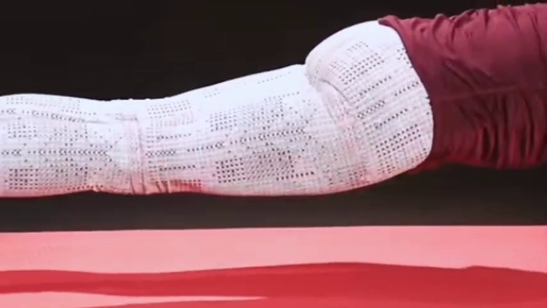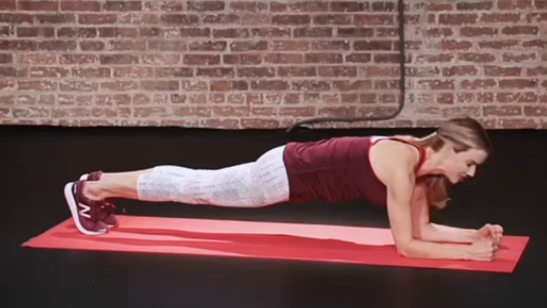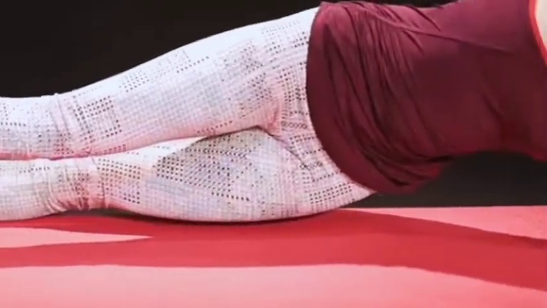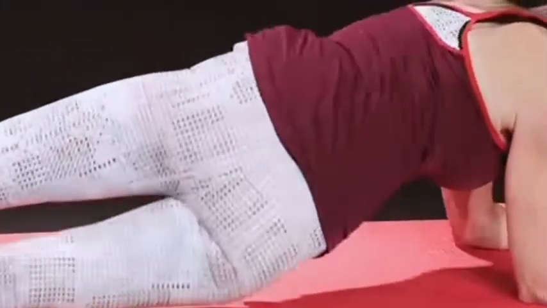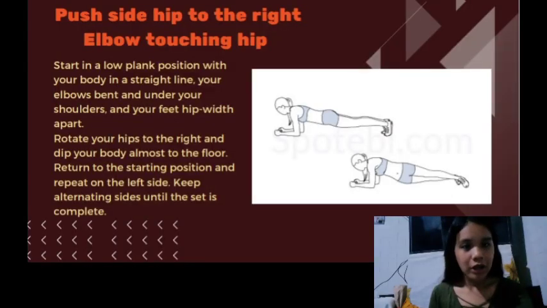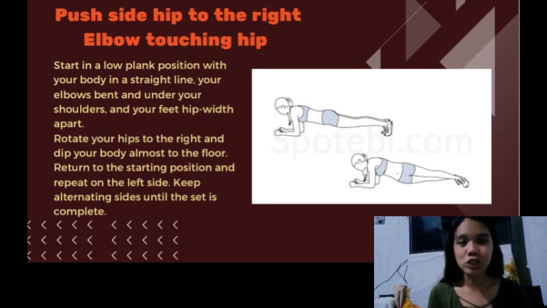Start in a low plank position with your body in a straight line, your elbows bent and under your shoulders, and your feet hip width apart. Rotate your hips to the right and dip your body almost to the floor. To understand what I'm saying, it is like a planking type of push-up where you rotate your body to touch the floor on each side. That is how it is performed.